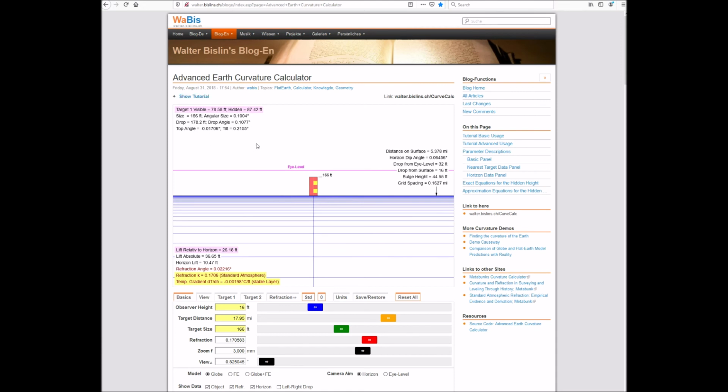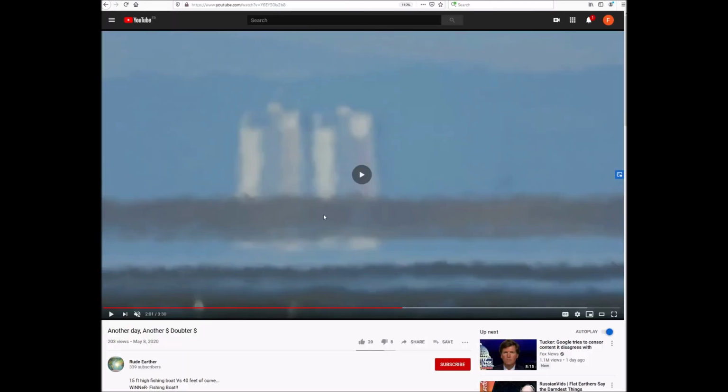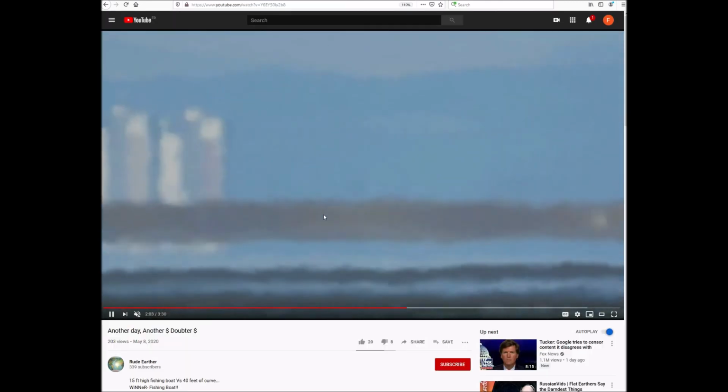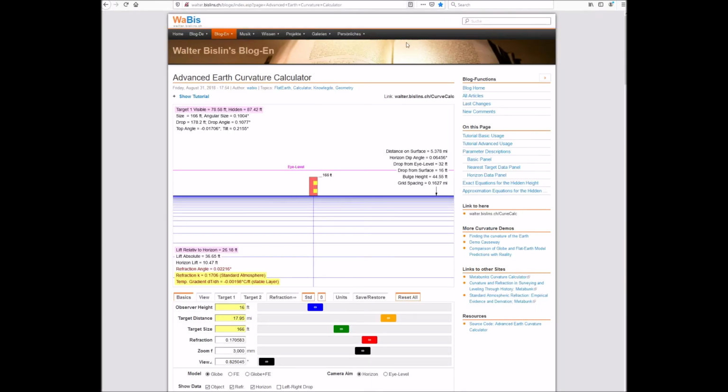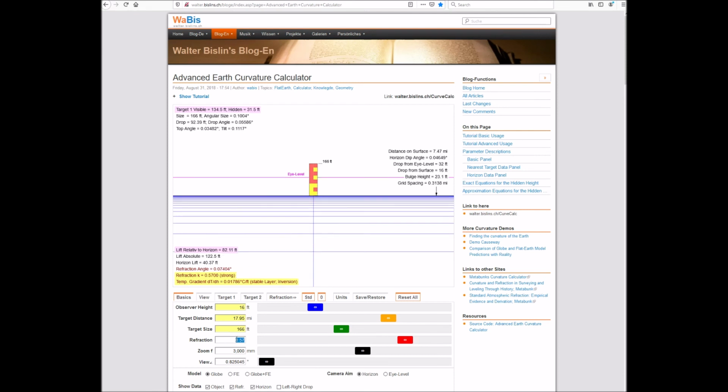However, refraction is clearly far stronger than average when you look at the waviness in the video. This is to be expected as we saw the extreme refraction when looking at the boat and wind turbines. Adjusting the refraction setting in the calculator to 0.57, or strong, we find that only 31.5 feet of the building would be hidden. This is approximately what appears to be hidden in the video.